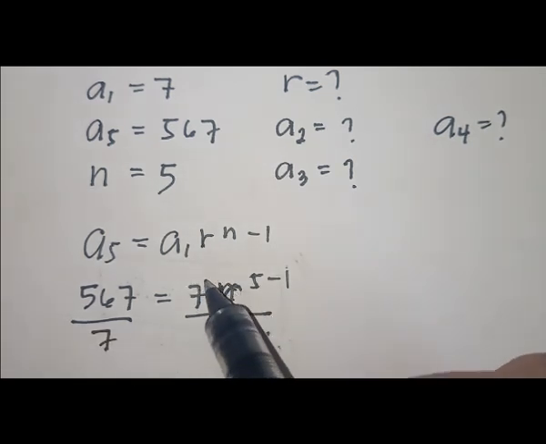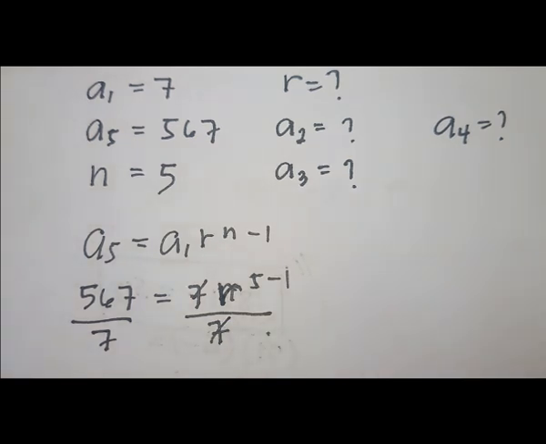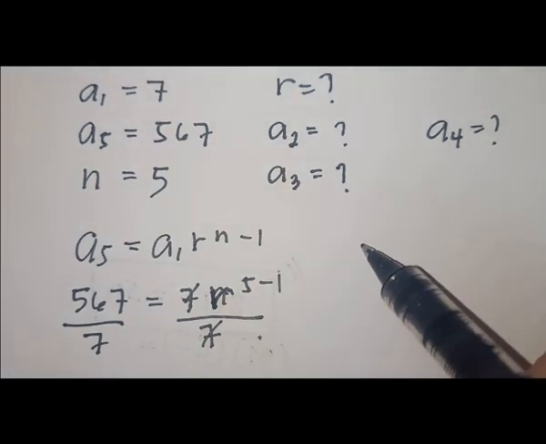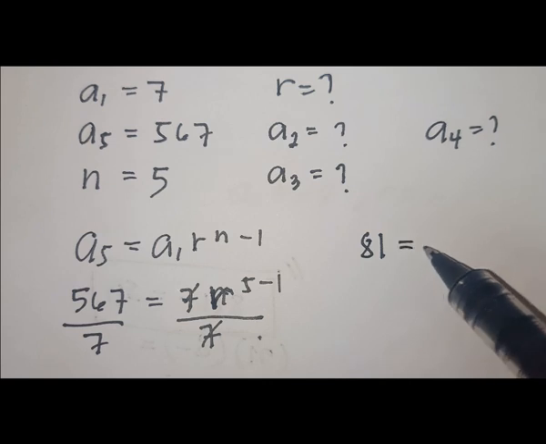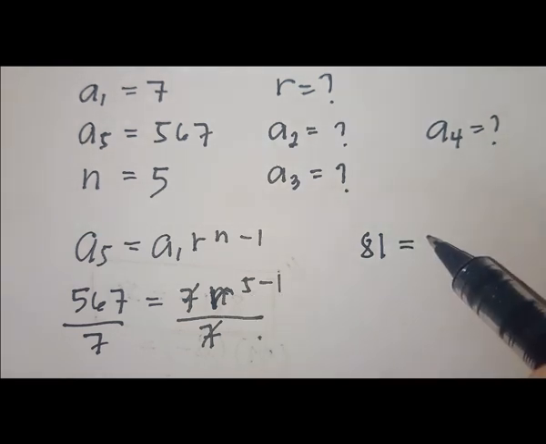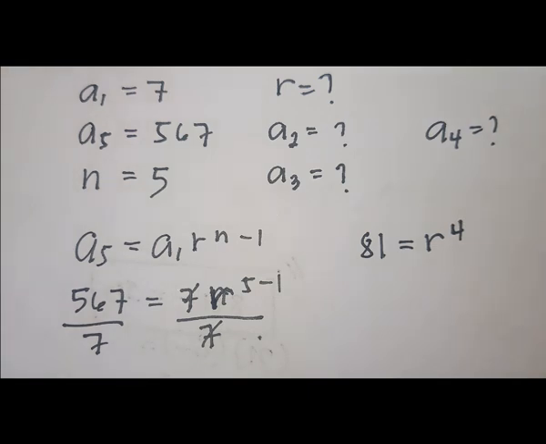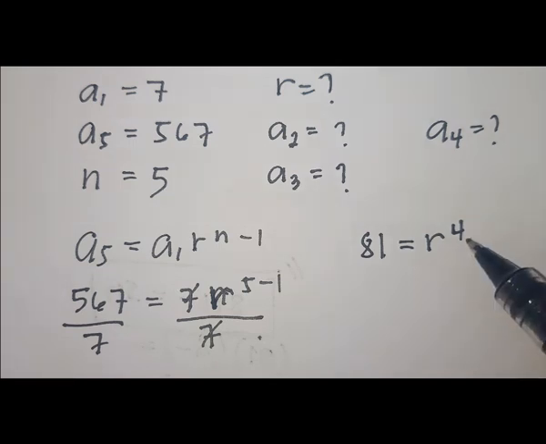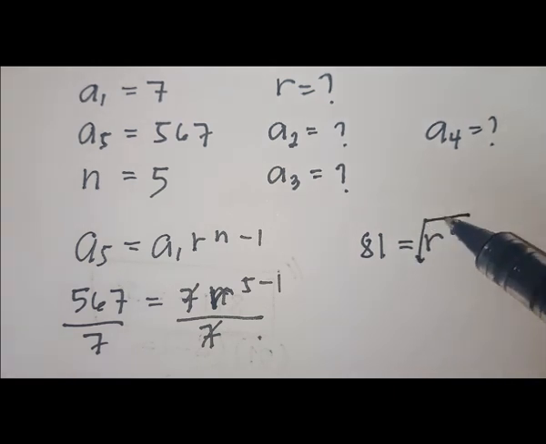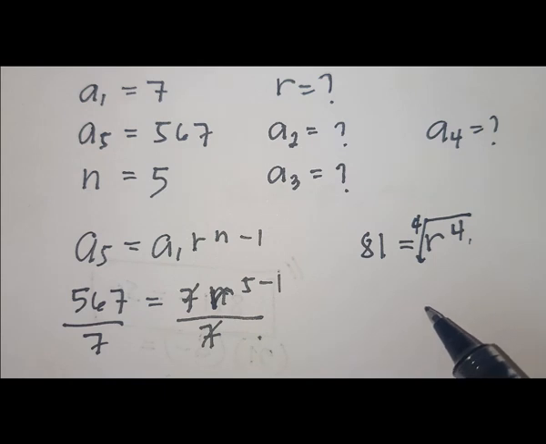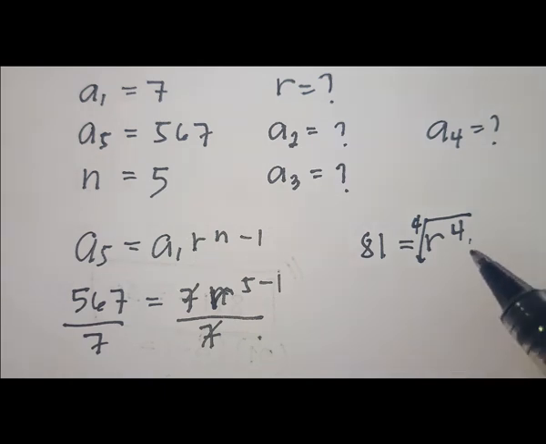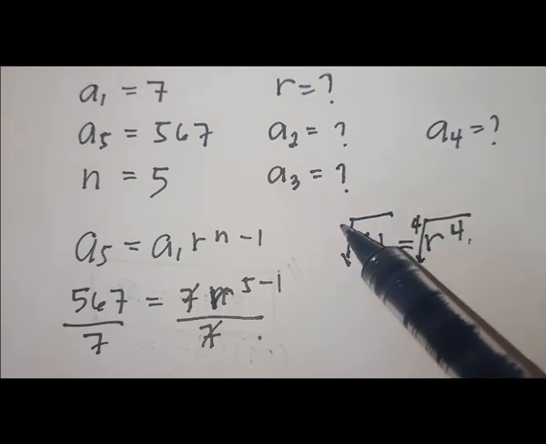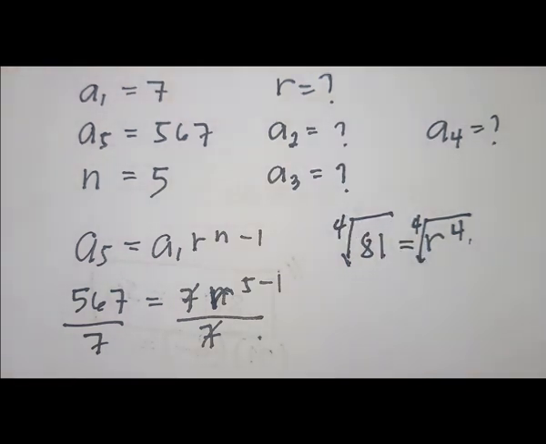So, 7 divided by 7 is 1. Next, 567 divided by 7. So, magkakaroon tayo ngayon dito ng 81 equals r raised to 5 minus 1. So, magkakaroon tayo ng r raised to 4. Okay, so you have 81 is equal to r raised to 4. Ang kailangan kasi natin dito yung value ng r. So, dahil raised to 4 siya, kunin natin yung 4th root ng r raised to 4 at kung ano yung gagawin natin sa right side, gagawin din natin sa left side. Kunin din natin yung 4th root ng 81.